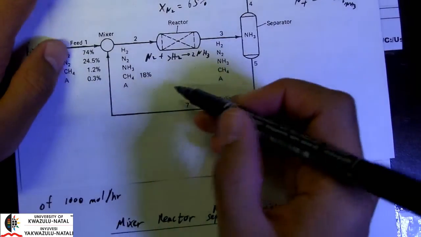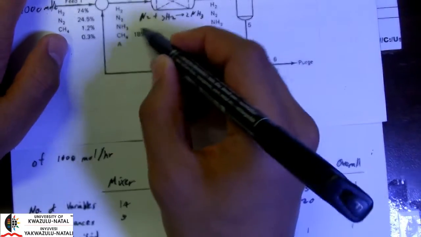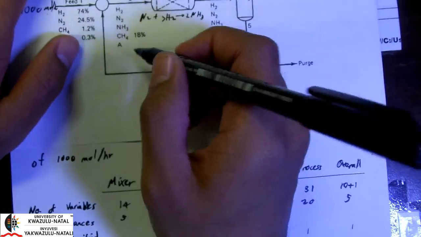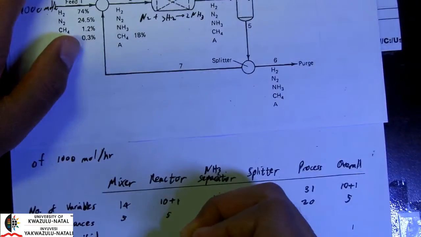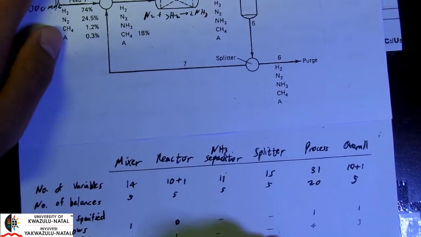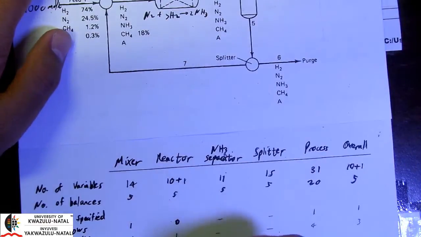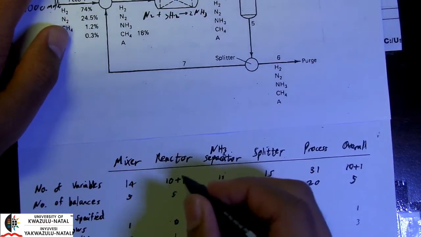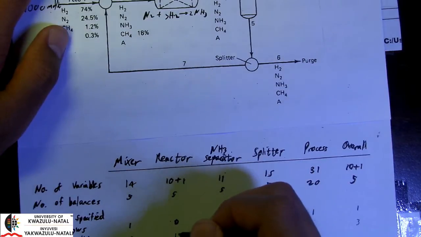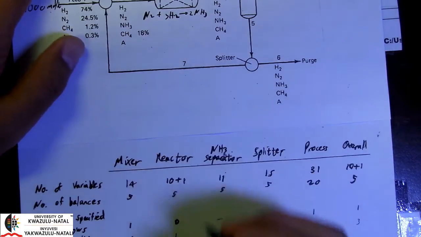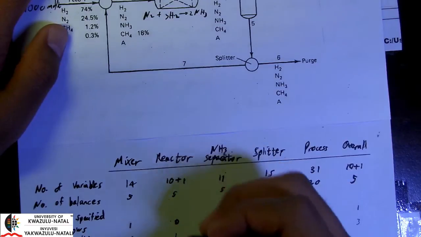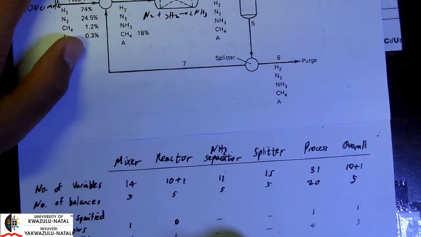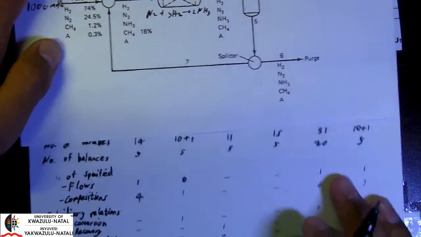So let's look at our reactor. We have simply one specified composition, no flow, and we are given a conversion. So our degree of freedom is 11 minus 5 minus 1 minus 1. Okay, so that is a degree of freedom of 4.